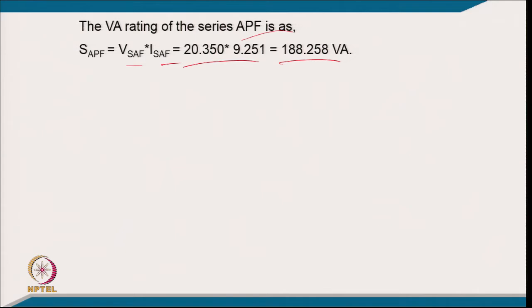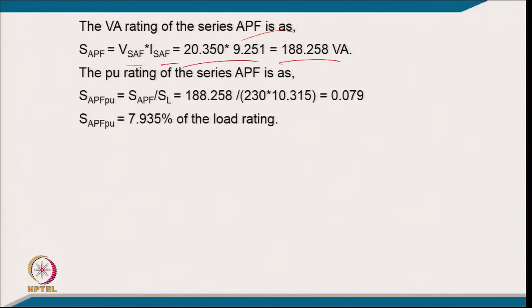multiplied by 9.251. So, it comes to 188.258 VA, and the per unit rating of the series active filter is the VA rating of the series active filter divided by the load VA rating. So, it comes to 0.079. So, the series active filter rating is only 7.935% of the load rating.